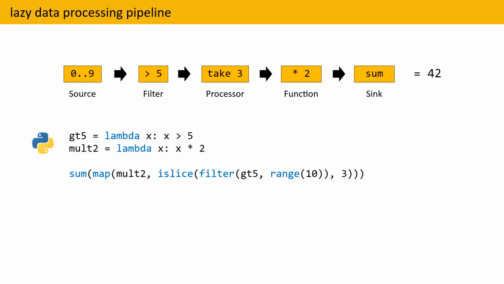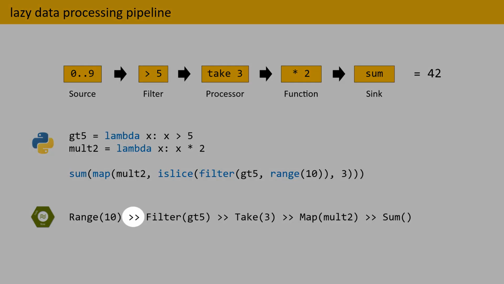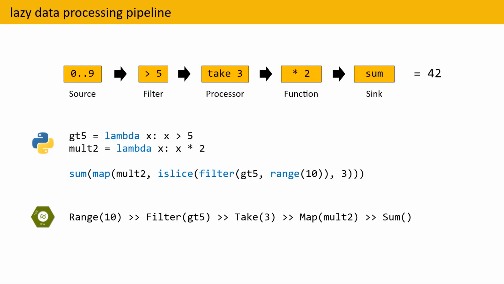NutsFlow is a library that largely provides syntactic sugar to make generator and iterator pipelines more readable. Here, the same pipeline, but now implemented using NutsFlow. The double greater sign indicates the chaining of iterators or generators and replaces the nesting by a linear sequence, which makes the code much more readable.